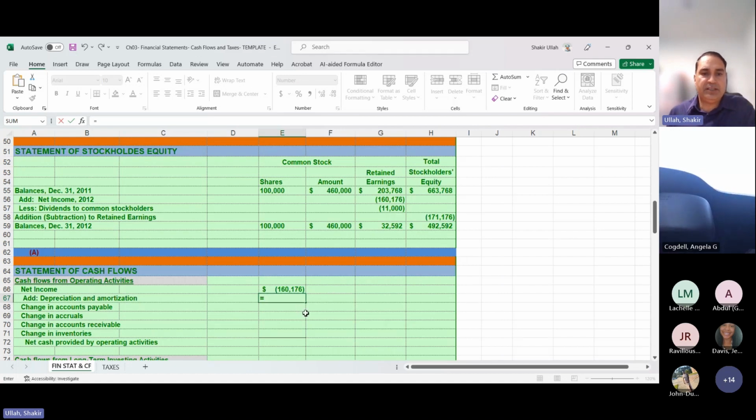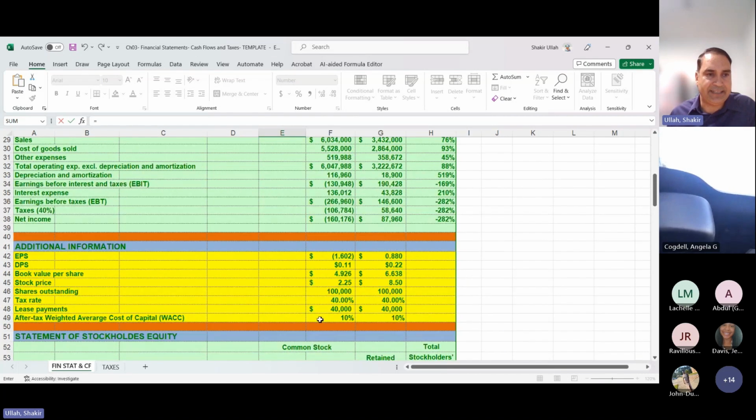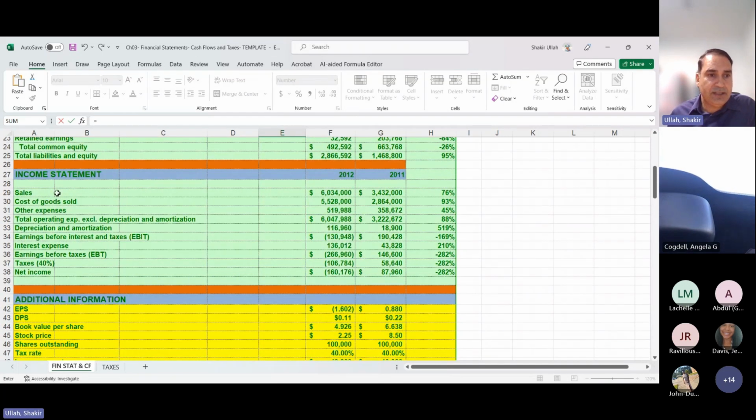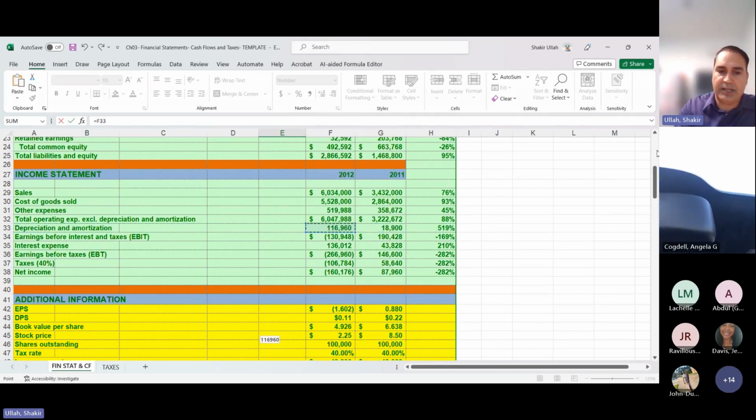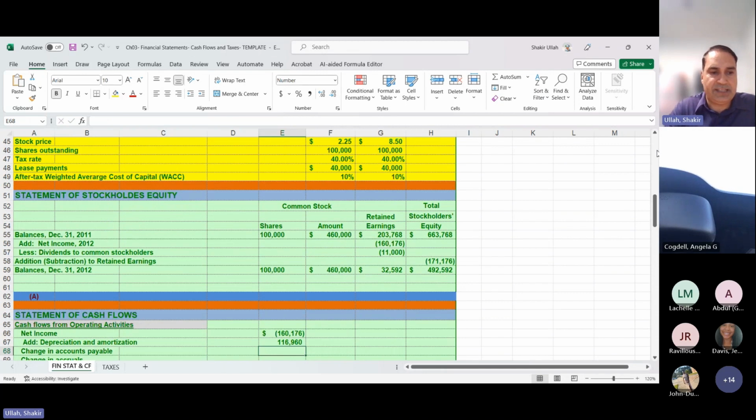So that depreciation expense should also be present in the income statement. Let's go and find it. Where is it? Depreciation is right here, row number 33, and we're going to take that number from 2012. So we click on that, press enter, we got our depreciation expense.